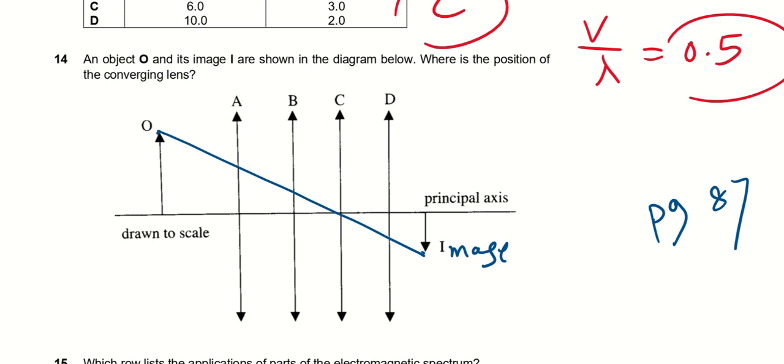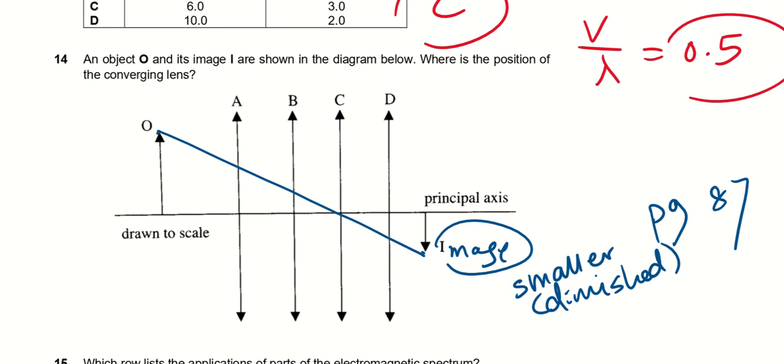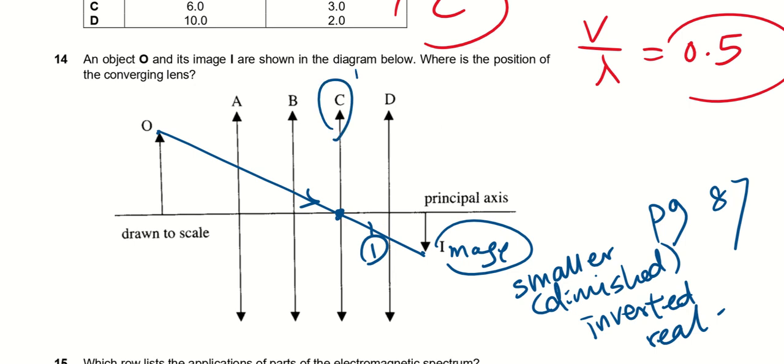You are provided with an object and an image. Take your ruler, connect the tip of the object to the tip of the image. By the way, the image, what are its characteristics? Smaller. Sometimes we use the word diminished for smaller. It is inverted. Inverted always comes with real. Inverted, real. So this corresponds to which light ray? Number 1, 2, or 3? 1, the one that passes through the optical center without bending. Therefore, C must be the lens.